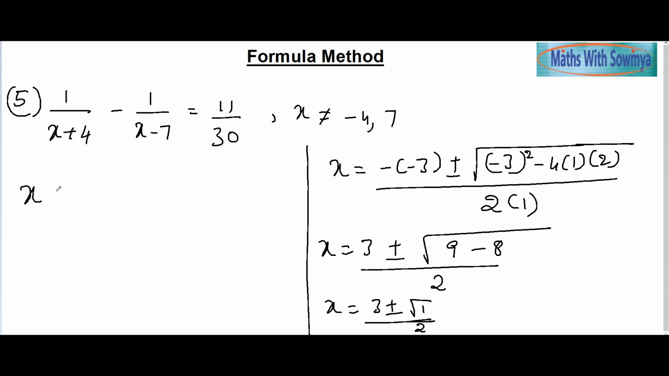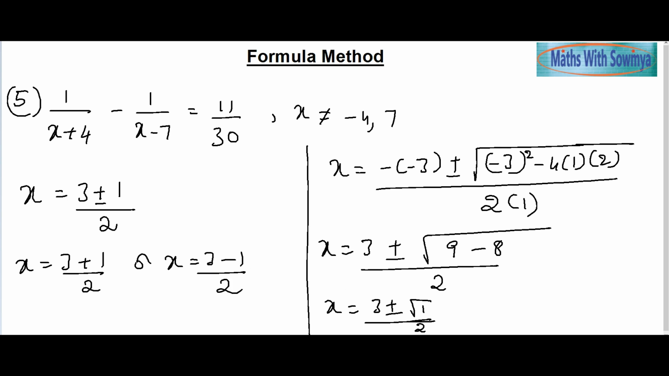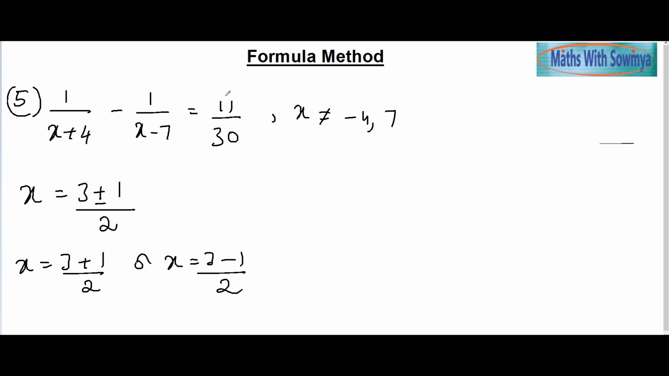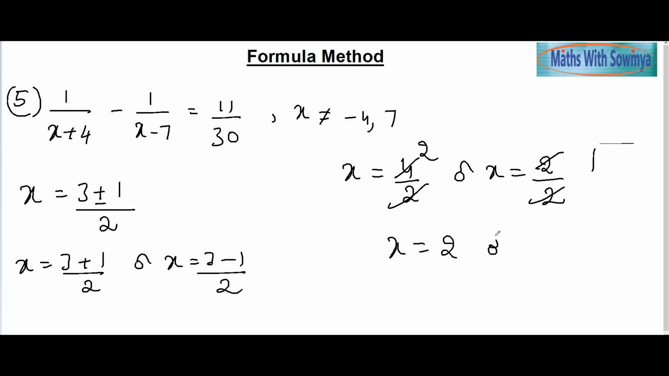Here x is equal to 3 plus or minus root of 1, which is 1, by 2. So x is 3 plus 1 by 2 or x is 3 minus 1 by 2. So just solve it, we reach the value of x here. So x is equal to 4 by 2 or x is equal to 2 by 2. 2 2s are, this is 1. x is equal to 2 or x is equal to 1.